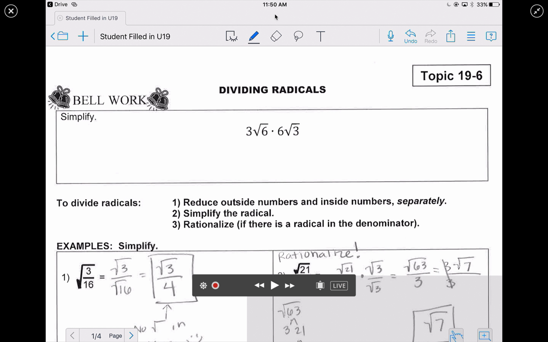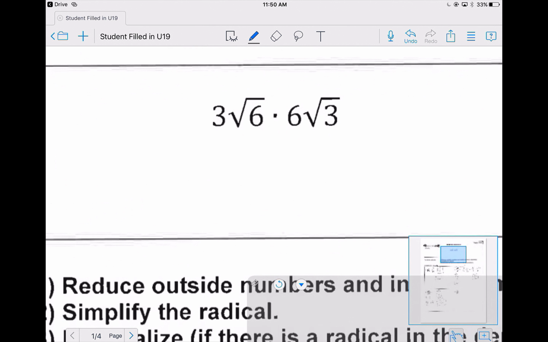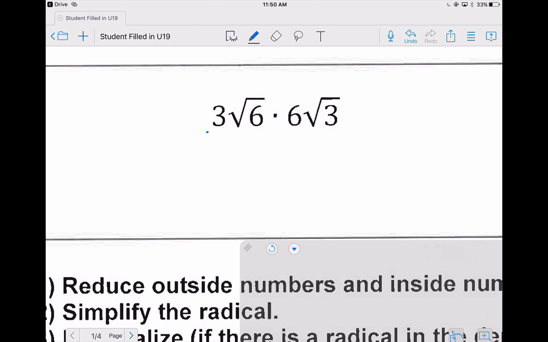This video covers topic 19.6, dividing radicals. The Bell Work has asked us to simplify, and when we simplify, this is using multiplication, which is what we did on topic 19.5. So remember, when you multiply, outside gets multiplied with outside, and inside gets multiplied with inside.